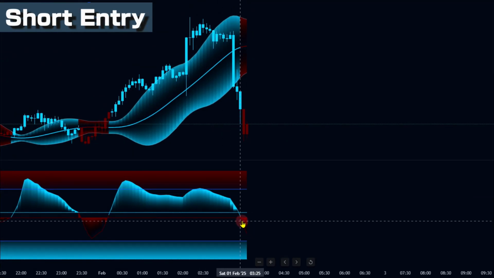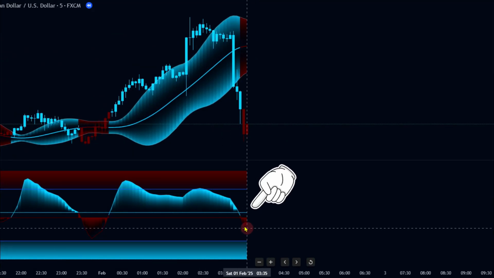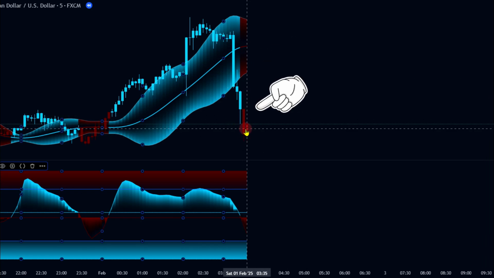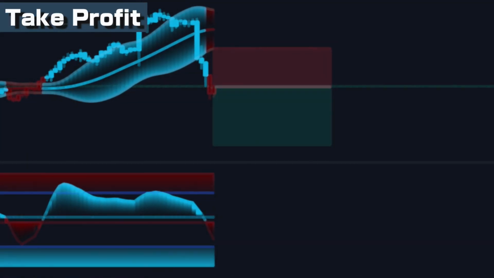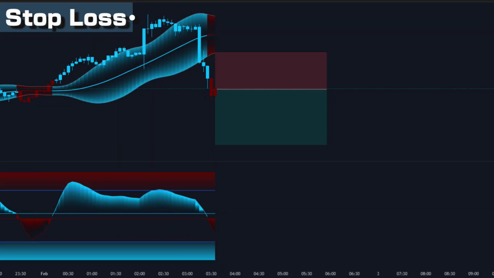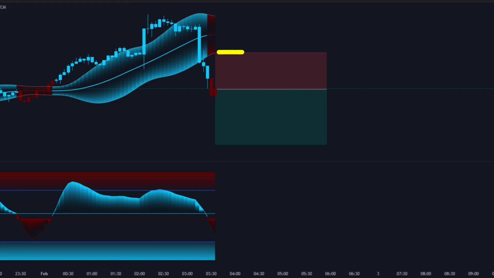Short entry. DEMA indicator is below 45, indicating a downtrend. The high of the candlestick is below the lower SD line. Enter a short position after 2 consecutive bearish candles. Take profit. Set take profit at 1 times the risk-reward ratio. Stop loss. Place the stop loss above the lower SD line.